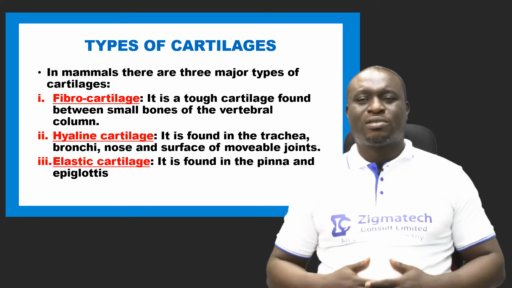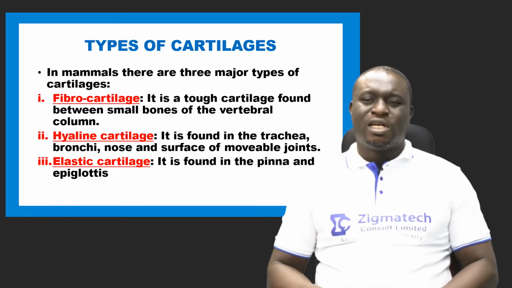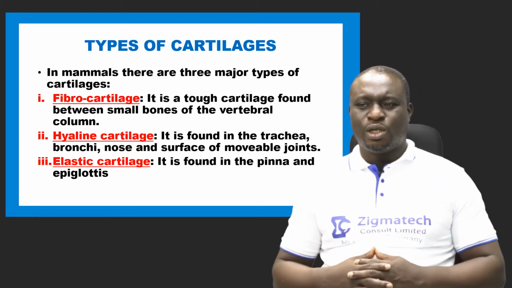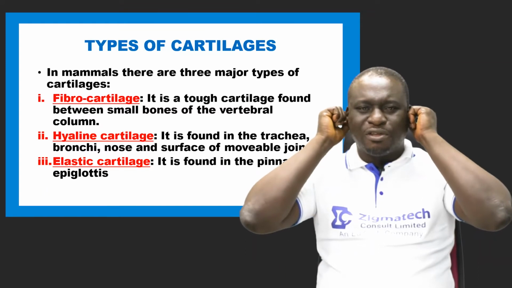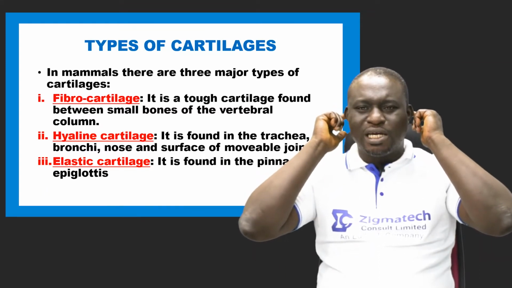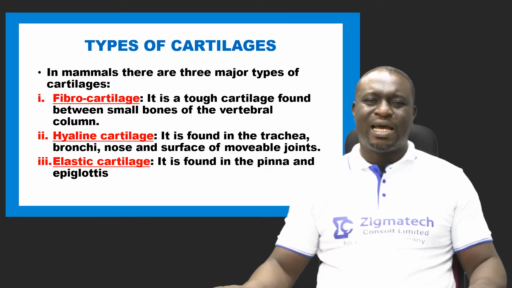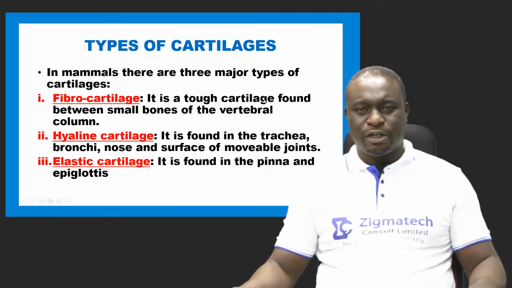And number three type of cartilage is the elastic cartilage. The elastic cartilage is found in the pinna of the ear. That is, the external part of your ear is made up of cartilage, and then we also find it in the epiglottis.